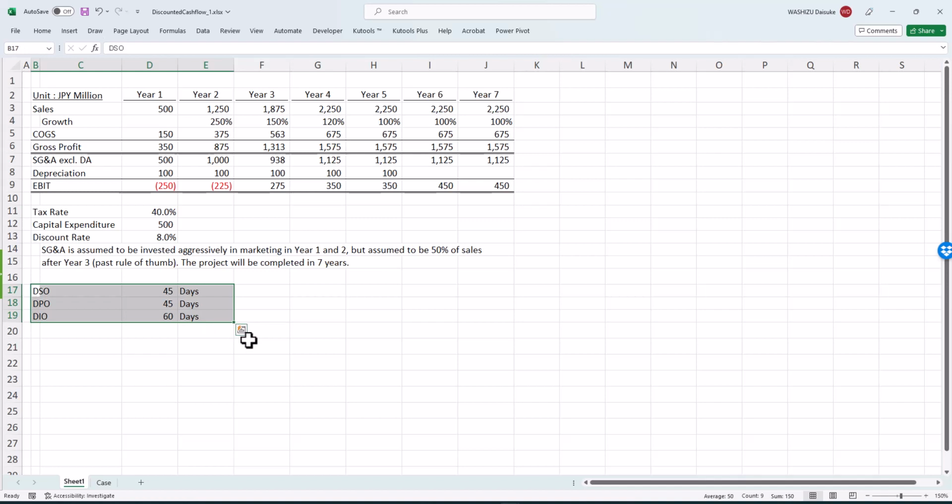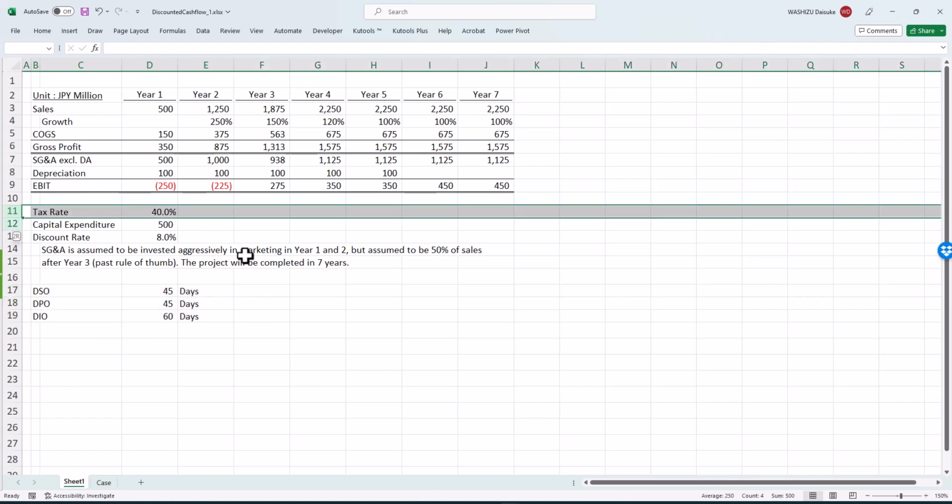DSO stands for days sales outstanding. It is an indicator of how many days of the sales the accounts receivable balance corresponds to. DPO is an abbreviation of days payable outstanding. So it is an indicator of how many days of COGS the accounts payable corresponds to. DIO is the same. It's days inventory outstanding, how many days of COGS the inventory balance corresponds to. Okay, so using these assumptions, I want to build the financial model to get NPV and IRR.